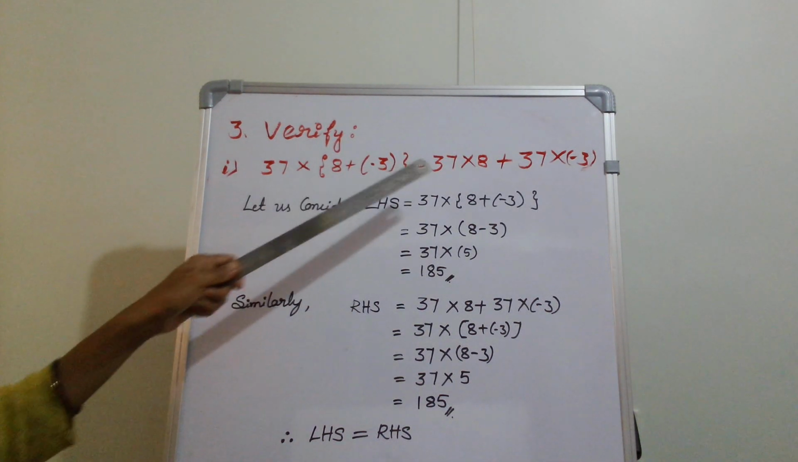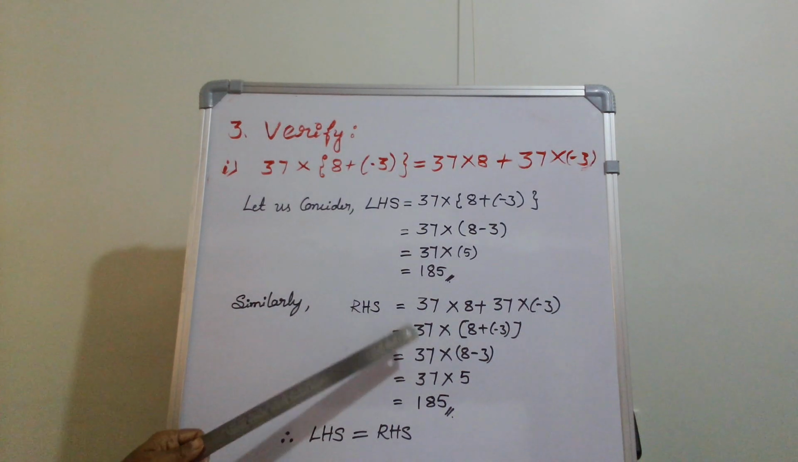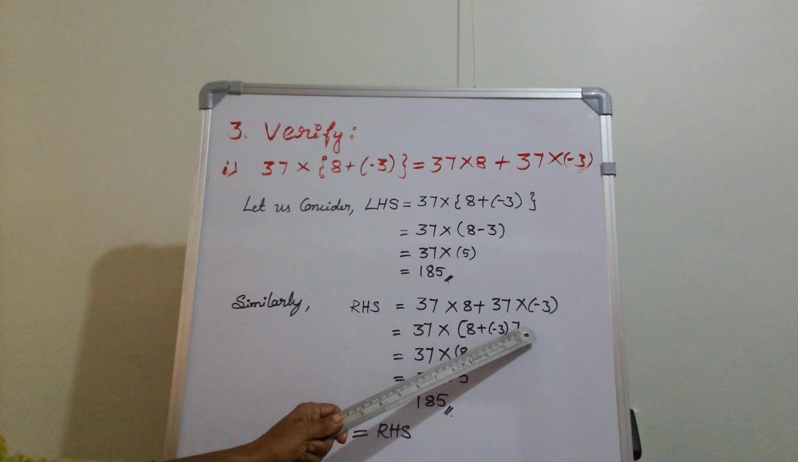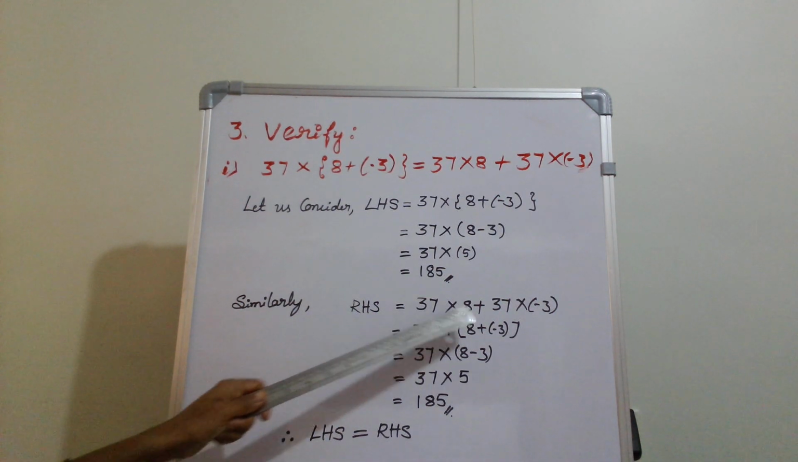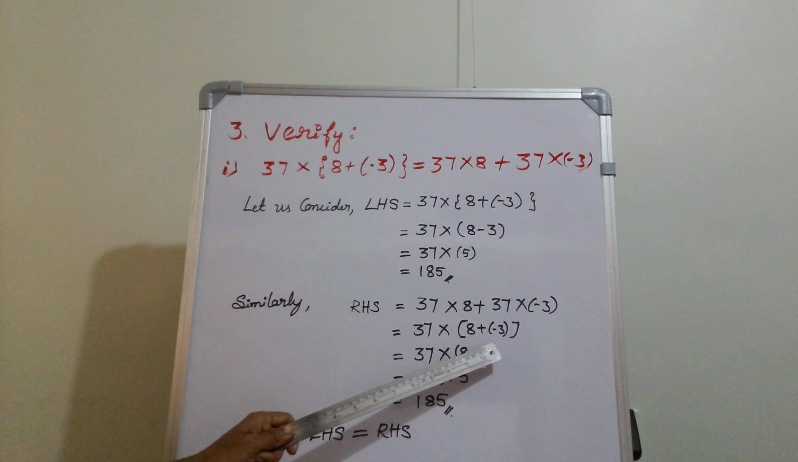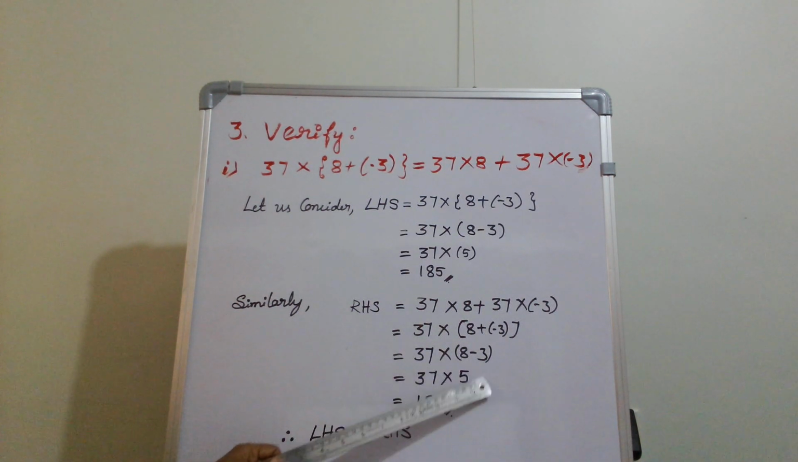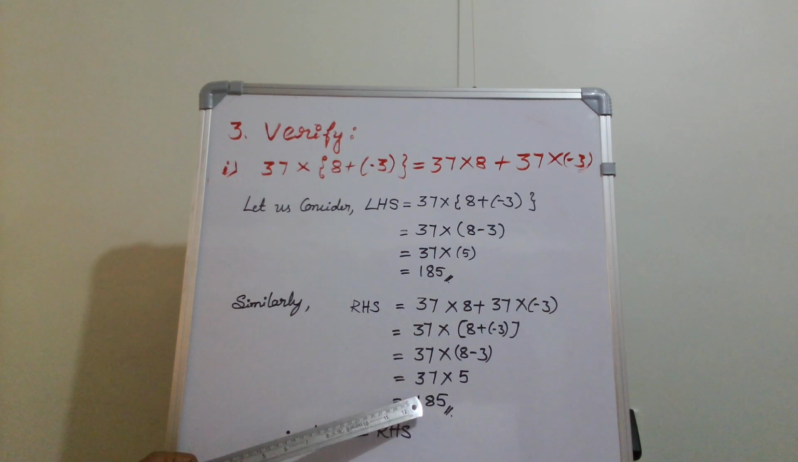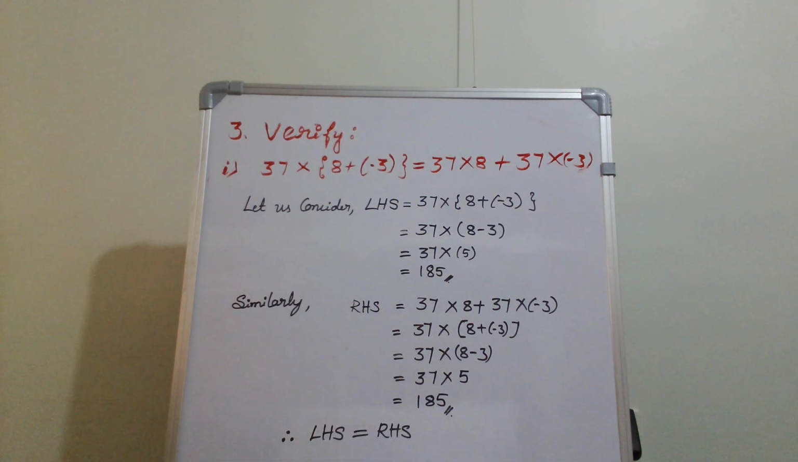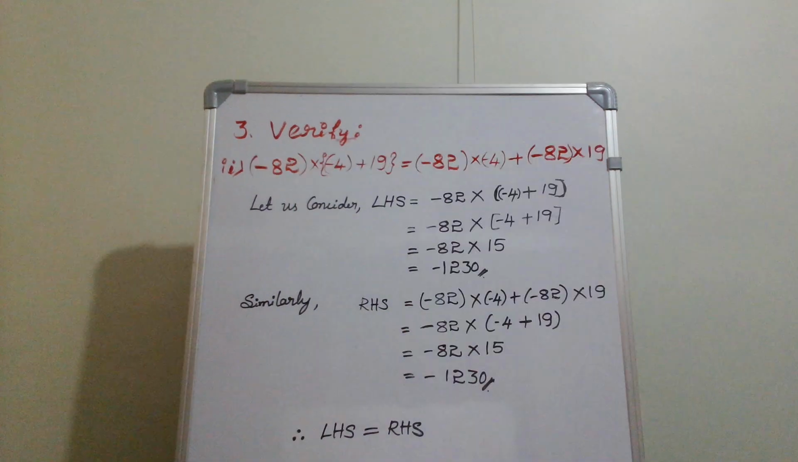Now, similarly, let us consider the RHS. RHS is 37 into 8 plus 37 into minus 3. Now, take 37 as a common factor. 37 into 8 plus of minus 3. Plus into minus is minus. 8 minus 3 is 5. Again, 37 into 5 is 185. Both LHS and the RHS have got the same answer. So, LHS is equal to RHS. So, the problem is verified.